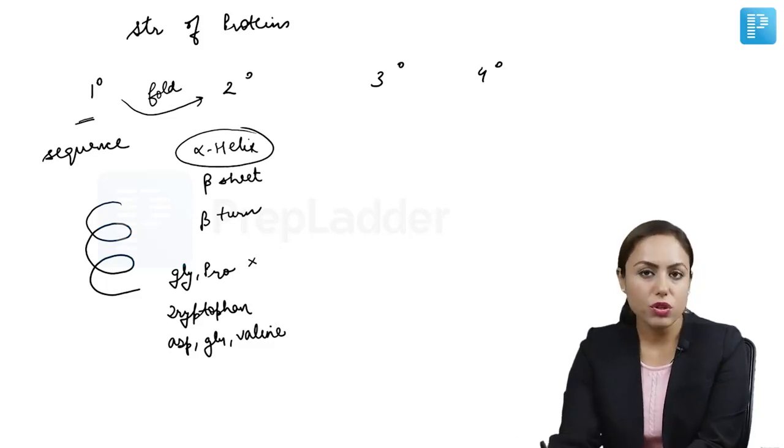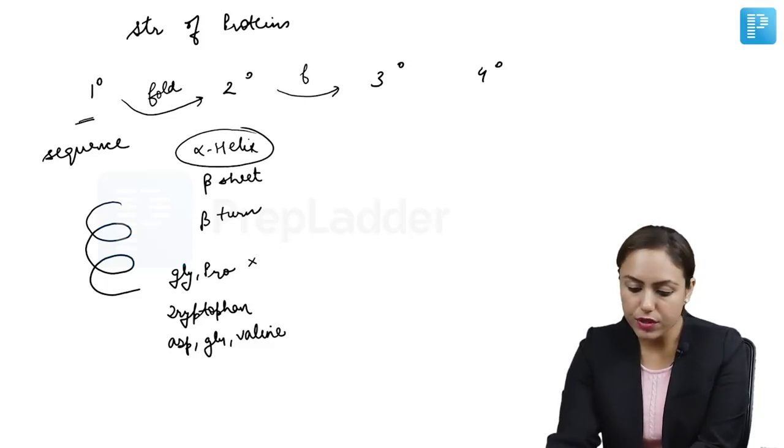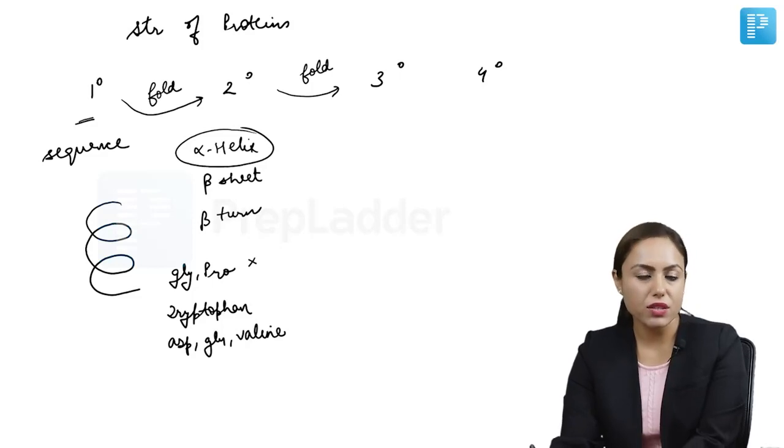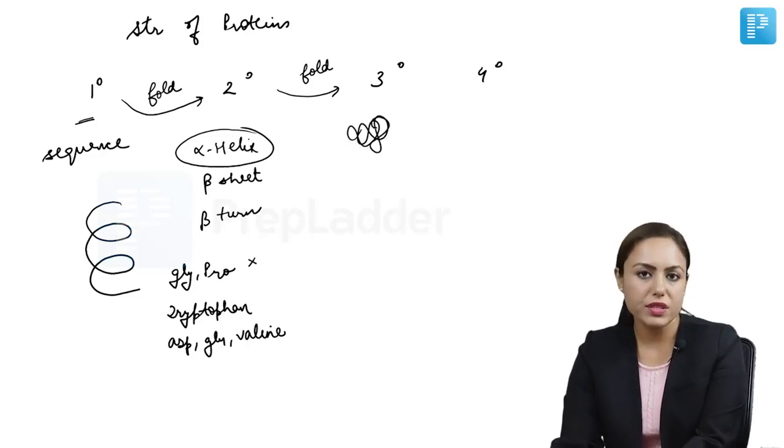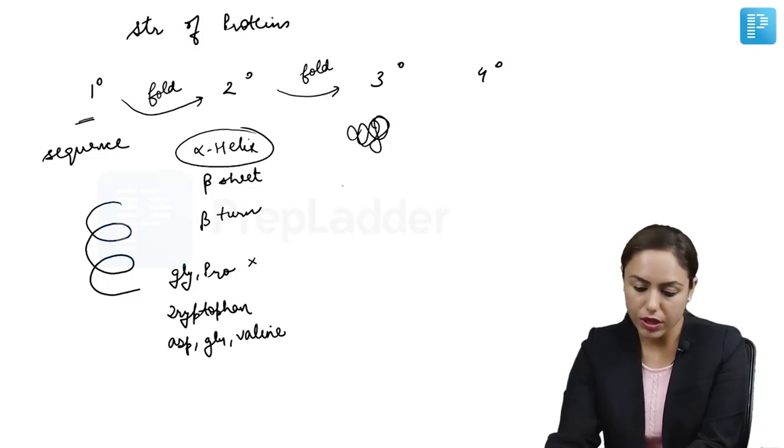Then what is tertiary structure? When you further fold the secondary structure, we get the tertiary structure. And tertiary structure is a fully folded single polypeptide chain. Okay, it's a single polypeptide chain.